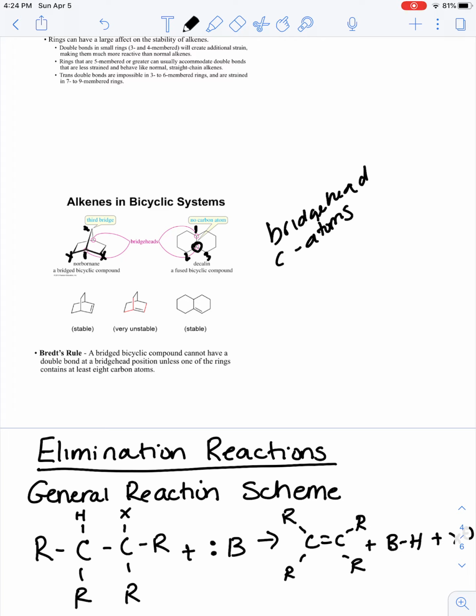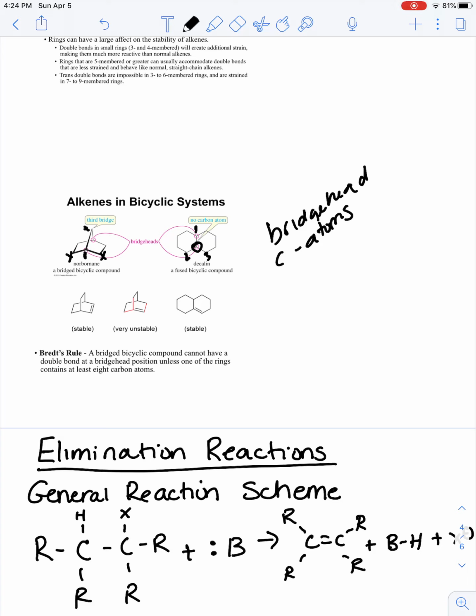So when we think about these bridgehead carbons, we have a rule called Bredt's rule. A bridged bicyclic compound cannot have a double bond at that bridgehead position. So this is going to put that double bond in the trans position. And again, trans position is not very stable when we have a cyclic system. So it is stable in some ways if we have a larger ring. So again, something with a 7 to 9 membered cyclic system.